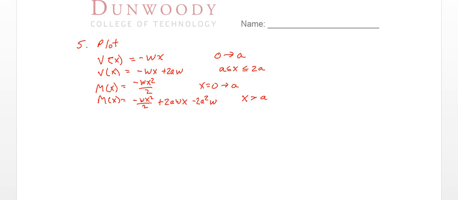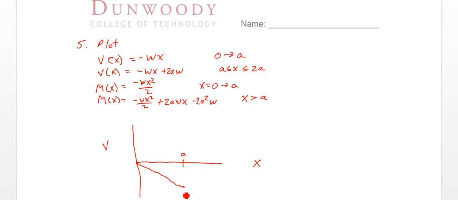So here's V. Oh, that was supposed to be vertical. Here's my x direction here. So I start out at x equals 0. My shear is 0. It goes down somewhere. Here's point A. And so that's the first half of that.